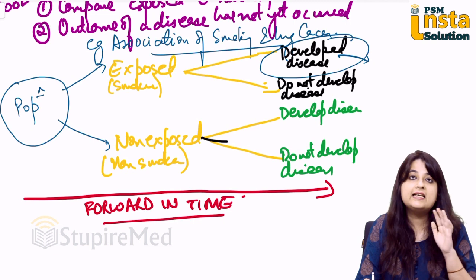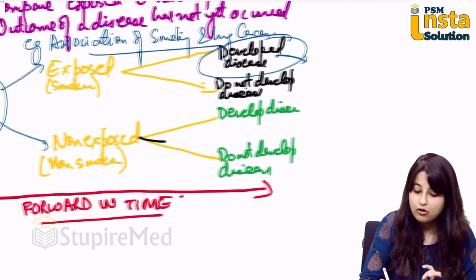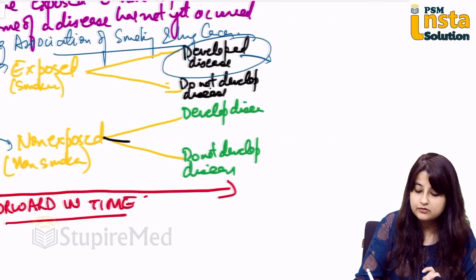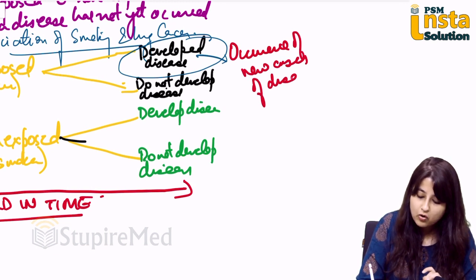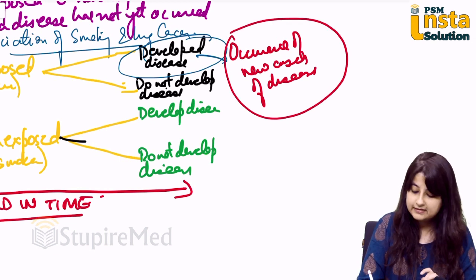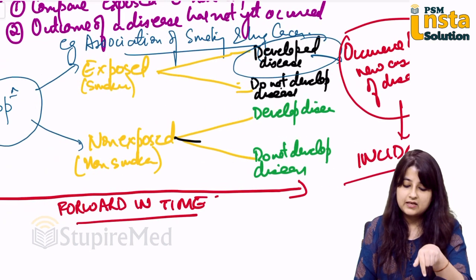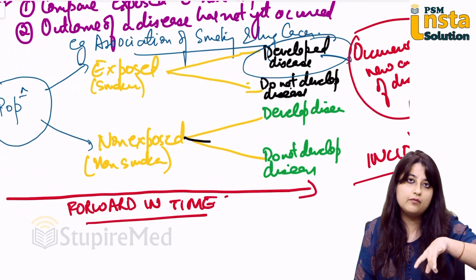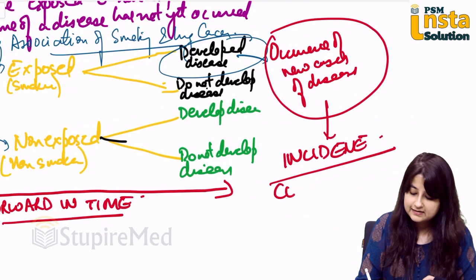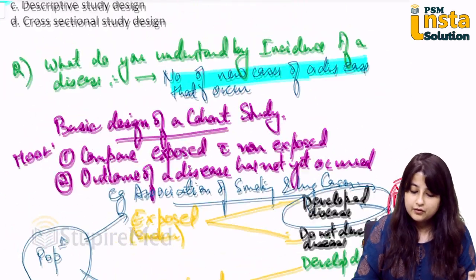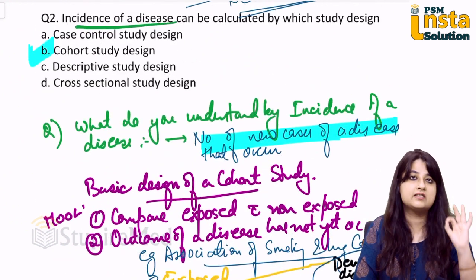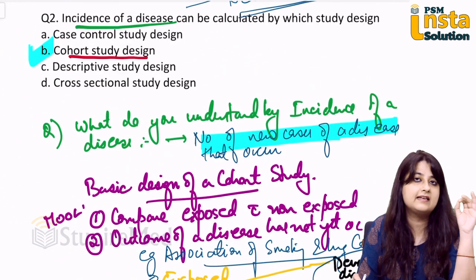This develop a disease indicates nothing but the occurrence of what? The occurrence of new cases of a disease. Okay? So this denotes the occurrence of new cases of a disease. And as I already told you, the occurrence of new cases of a disease is incidence. Now is it clear to all of you? And what type of study design are we studying over here to calculate incidence of a disease? It is nothing but a cohort study design. So if you go back to your MCQ, incidence of a disease can be calculated by cohort study design.